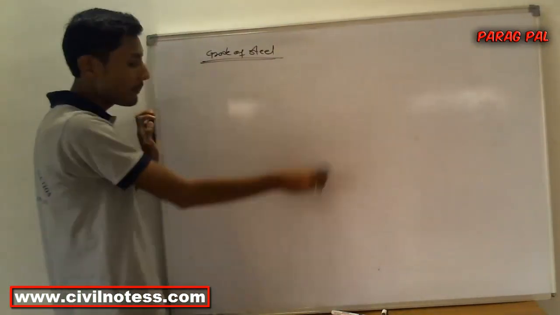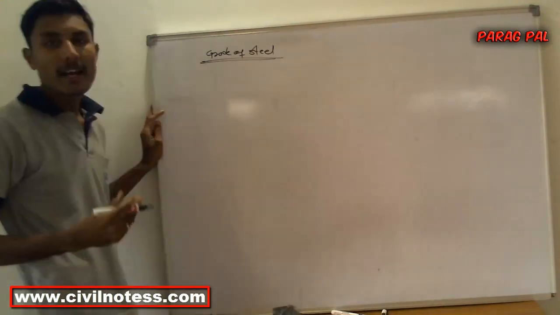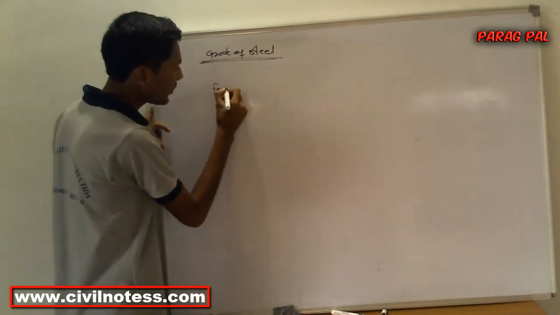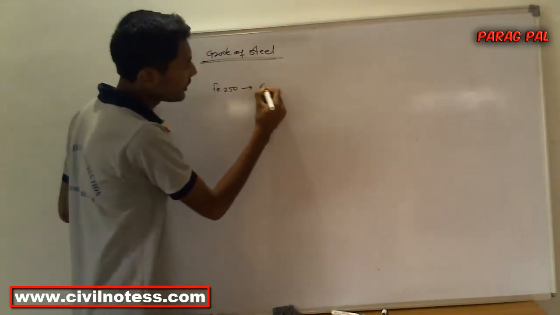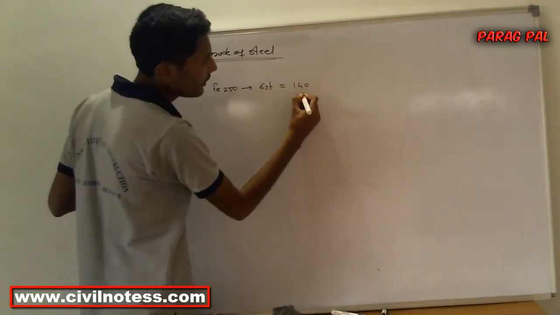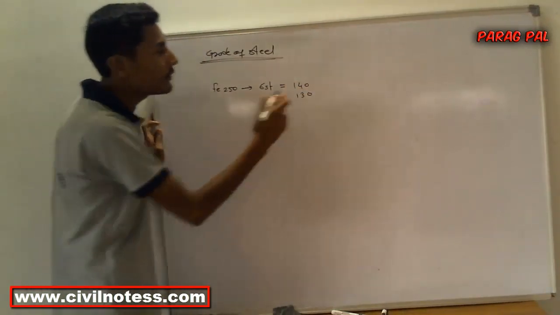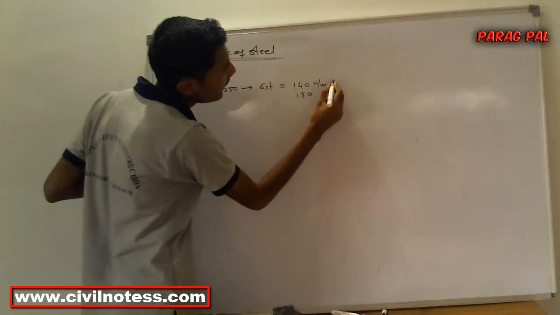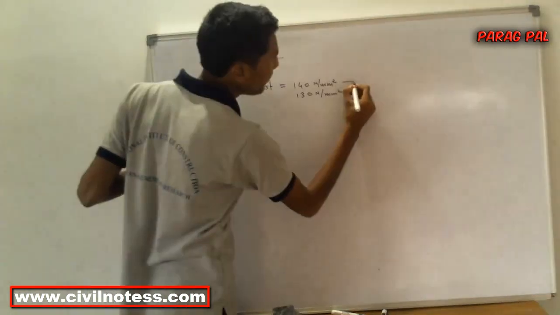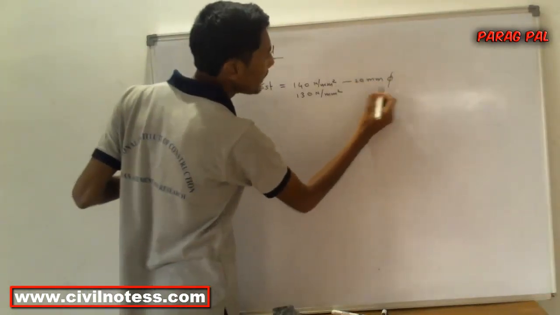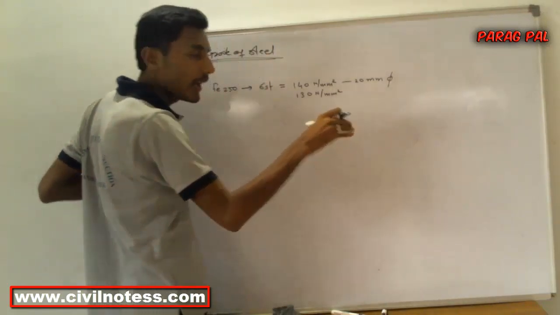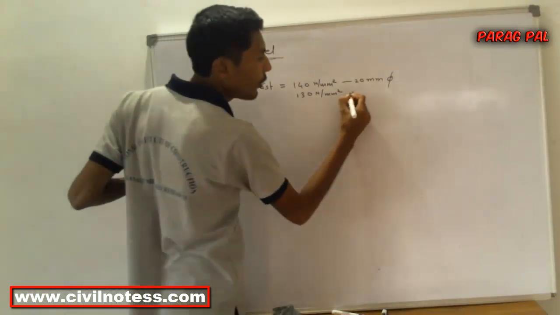The main thing is the grade of steel for mild steel, grade 1, which is Fe 250. The sigma ST for Fe 250 is 140 and 130. These are the two values for this grade of steel. 140 Newton per mm square is particularly for up to 20 mm diameter, and 130 Newton per mm square is for over 20 mm diameter.